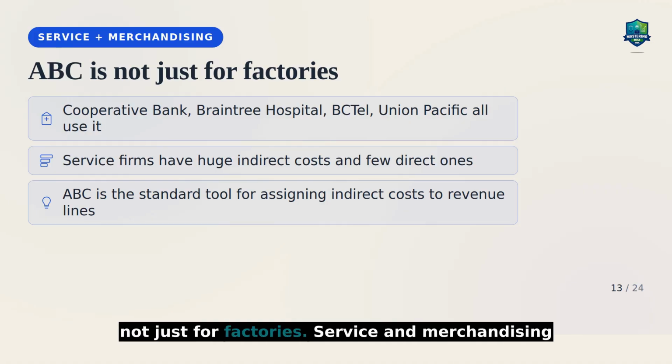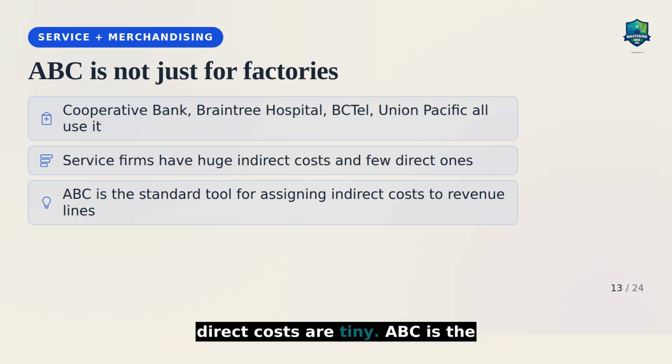ABC is not just for factories. Service and merchandising firms use it too. Cooperative Bank, Braintree Hospital, BCtel Telecom, Union Pacific Railroad, all have implemented ABC. In service firms, indirect costs are most of the cost structure and direct costs are tiny. ABC is the standard tool for assigning indirect cost to revenue line.